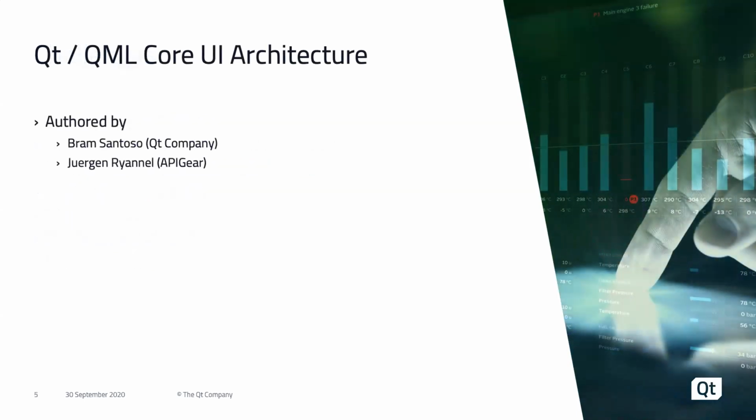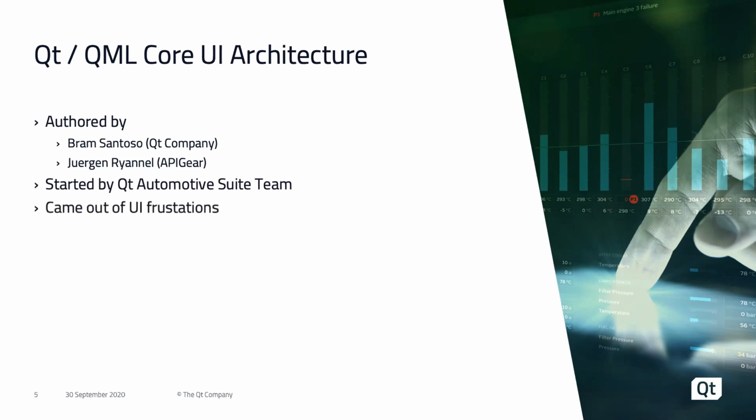Right, the core UI architecture itself was authored by me and one of my colleagues, Jürgen. We used to work together in a company called Luxoft back then. It's a partner company of Qt. Then I joined Qt, and Jürgen started his own company, which is called API Year. But we keep maintaining this architecture until now. And it was started by the Qt Automotive Suite team itself, as I mentioned before, out of our frustrations.